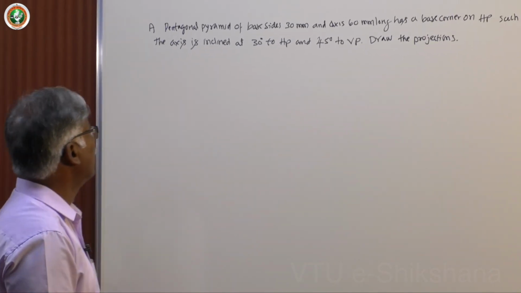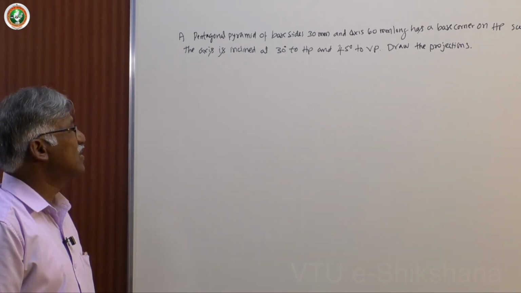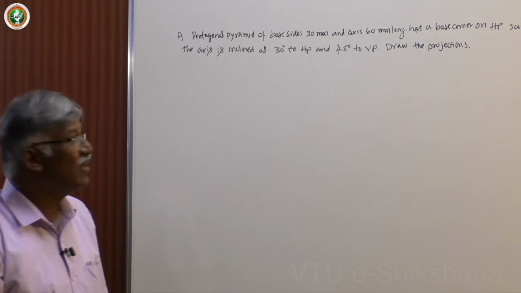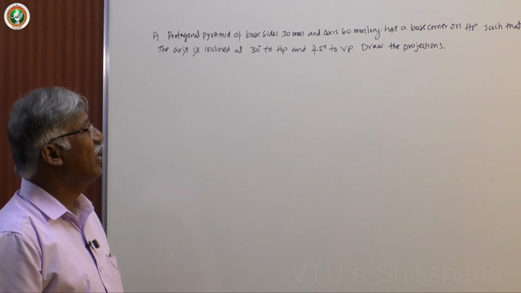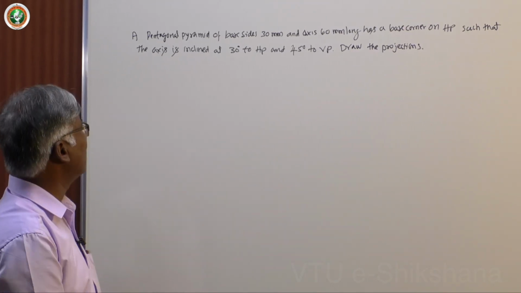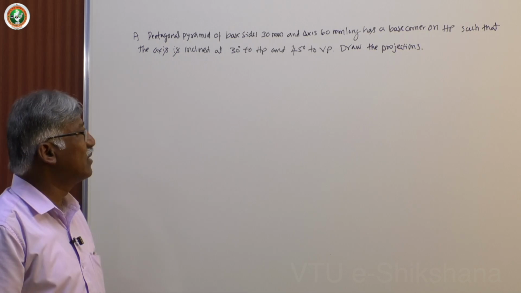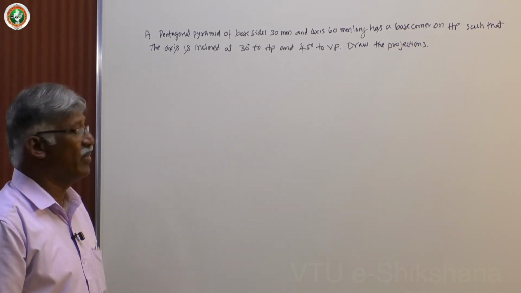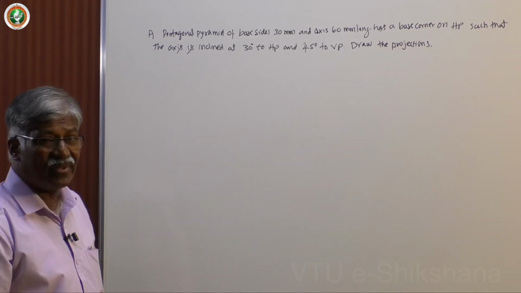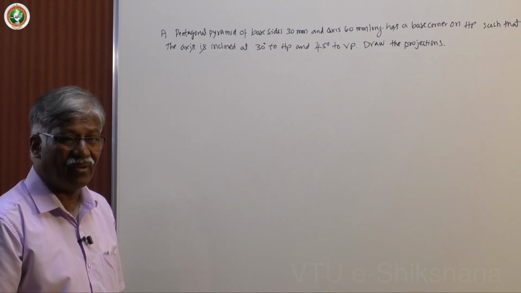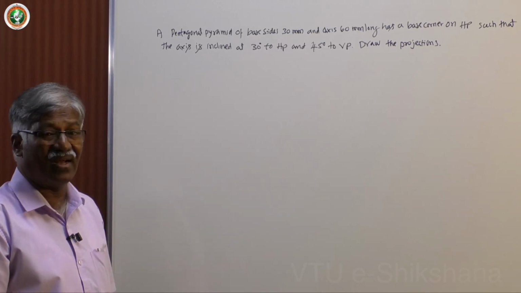Now let me take a problem. A pentagonal pyramid of base sides 30 mm and axis 60 mm long has a base corner on HP, such that the axis is inclined at 30° to HP and 45° to VP. It can appear to be inclined at some degree to VP, or the top view of the axis is inclined at some degree to VP.